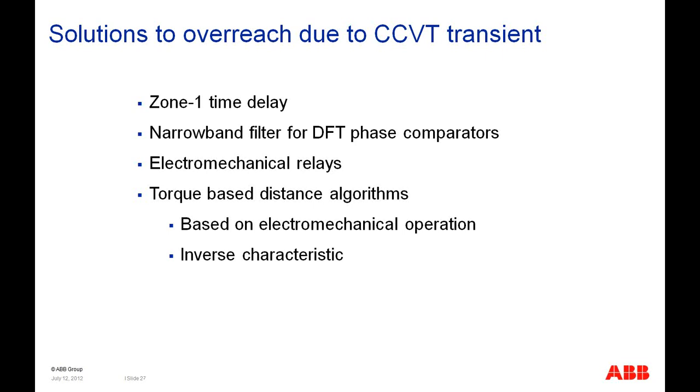But in modern microprocessor relays, we have methods of dealing with that. In the older ones, if you put a time delay on the zone 1 element that was longer than the CCVT transient, you wouldn't have to draw back the reach of the relay. Or if you use narrow band DFT phase comparators, which is done now in microprocessor relays, we can get around that. But when you add narrow band DFT phase comparator filters, that reduces the operating speed of the relay a little bit, since anytime you go through any filtering, the speed is slightly decreased. Electromechanical relays, because of the masses involved, weren't susceptible to this either. There were also torque-based algorithms within relays that emulated electromechanical relays and weren't affected by this.